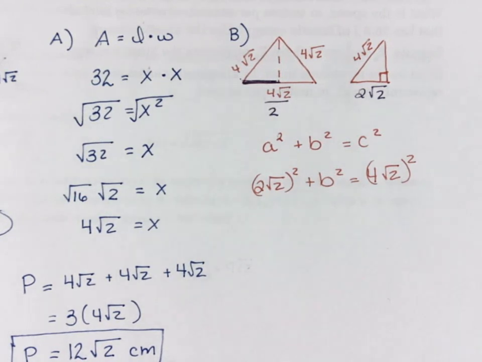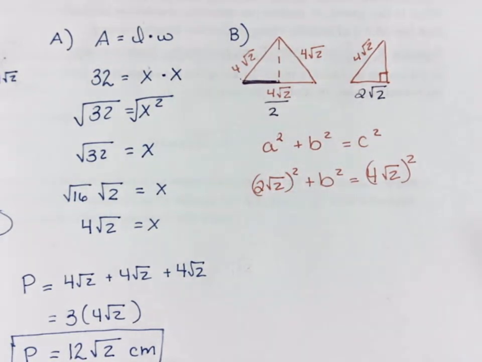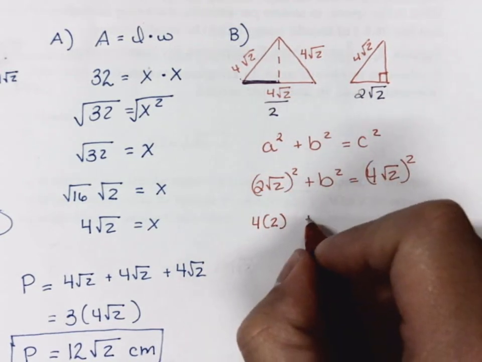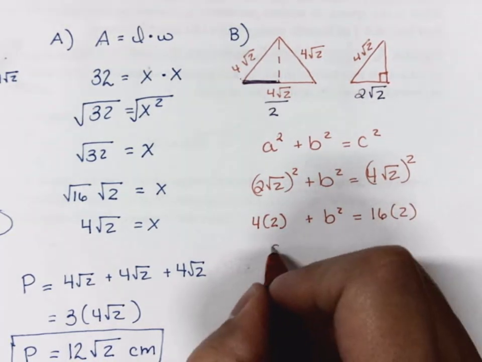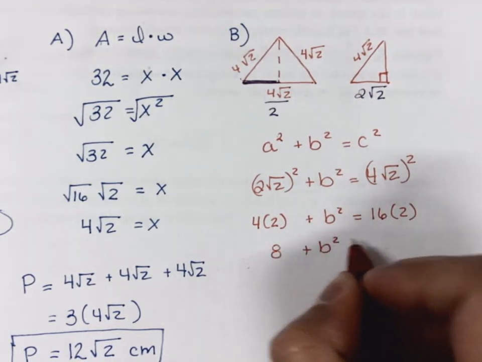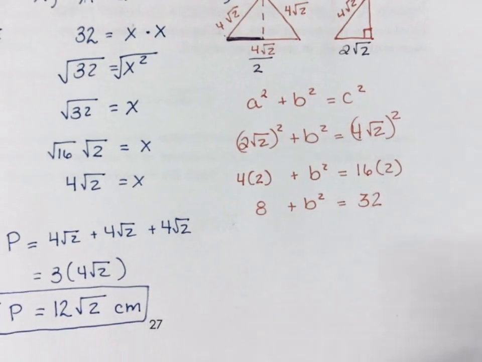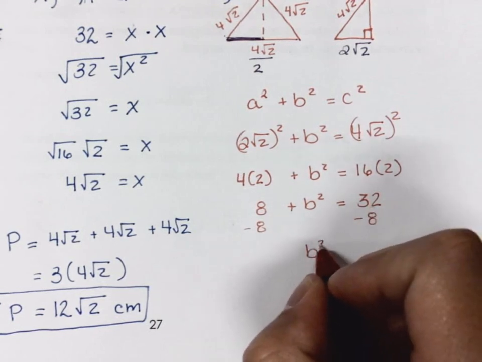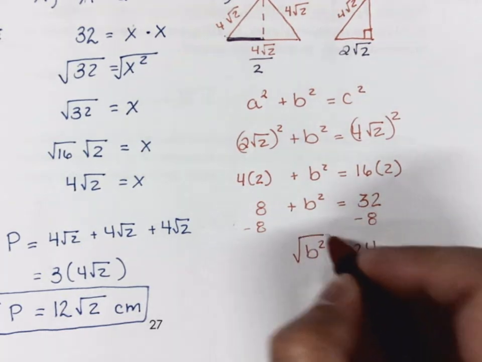Okay, so we did this in solving equations yesterday. We have to square the coefficient. So we're going to have 4 times 2 plus b squared equals 16 times 2. So 8 plus b squared equals 32. So minus 8 from both sides. Square root both sides.